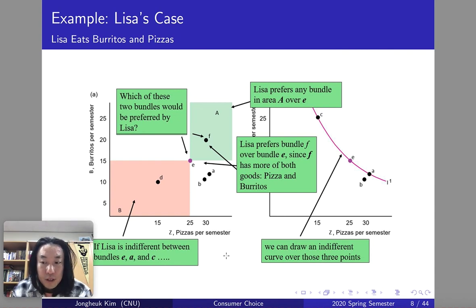So point F is preferred to point D for sure, because at point F, you can consume more pizza and burrito at the same time, right? F is a kind of bundle of your consumption, pizza and burrito. At D, you can consume about 15 pizzas per semester and 10 burritos per semester. So D is also a bundle of your consumption of pizzas and burritos. So D is strictly not preferred to F, because at F you can consume more pizzas and more burritos than at point D, okay? So our guess is that the farther from the origin, the more preferred the point, right?